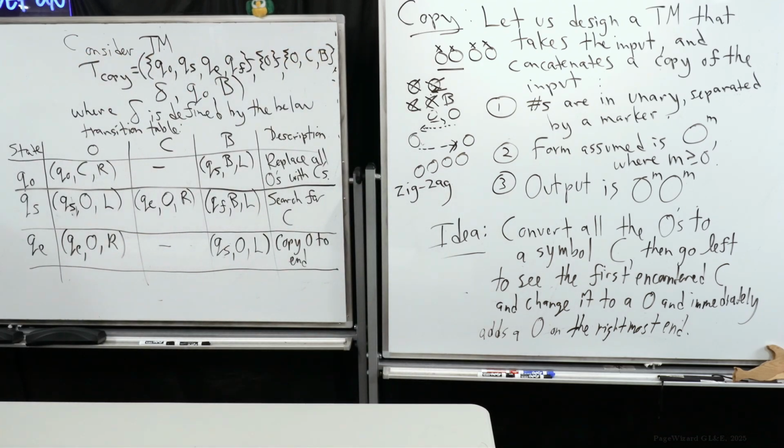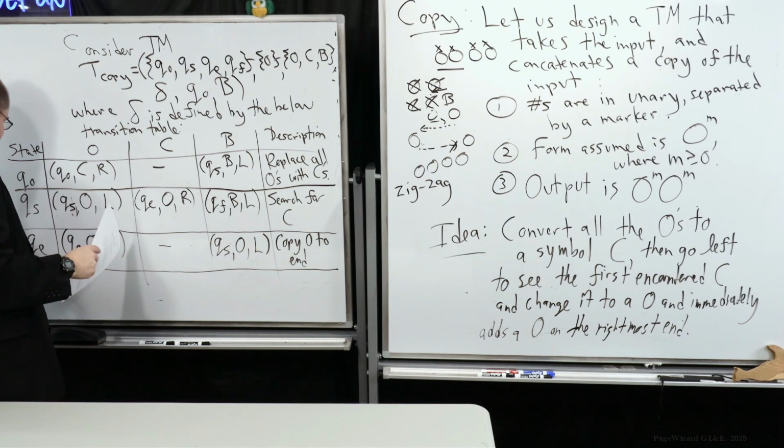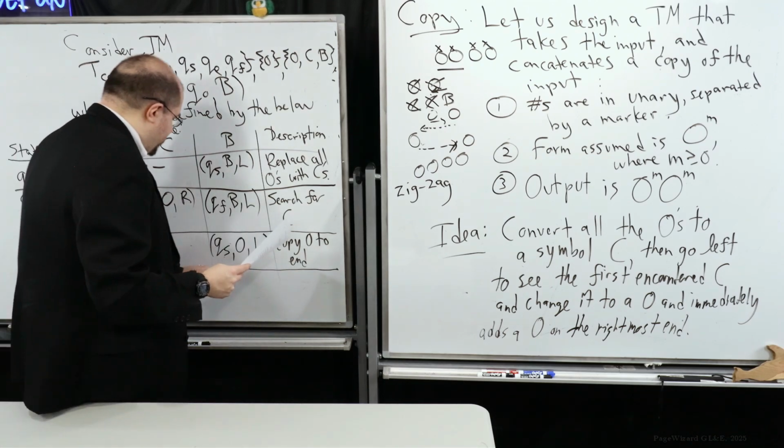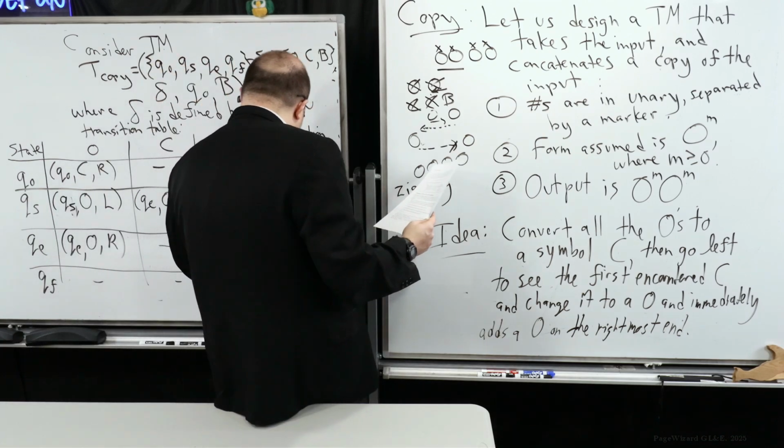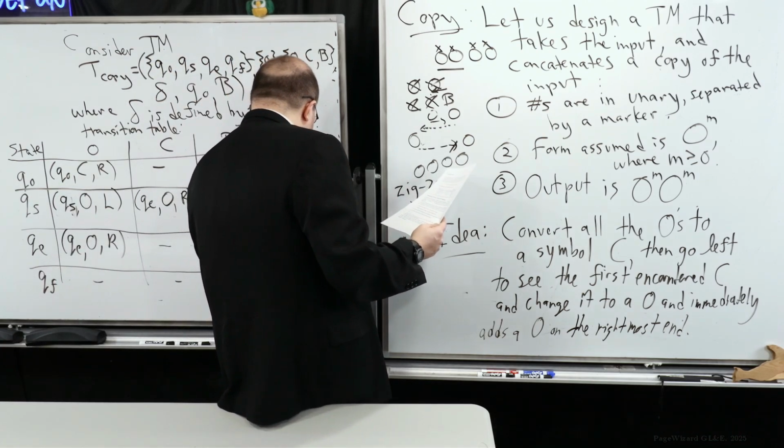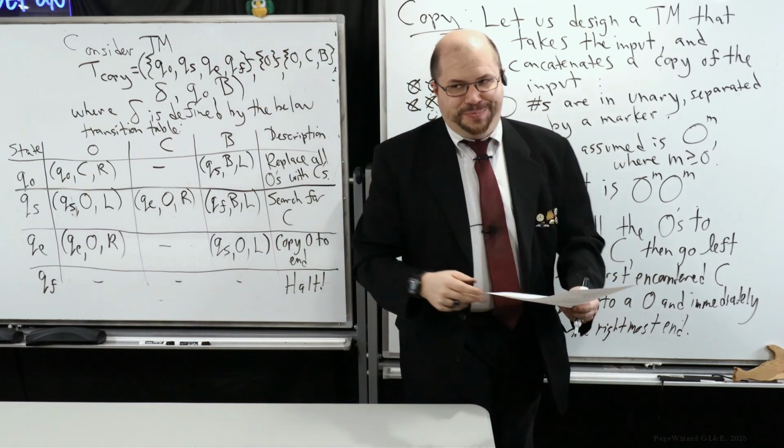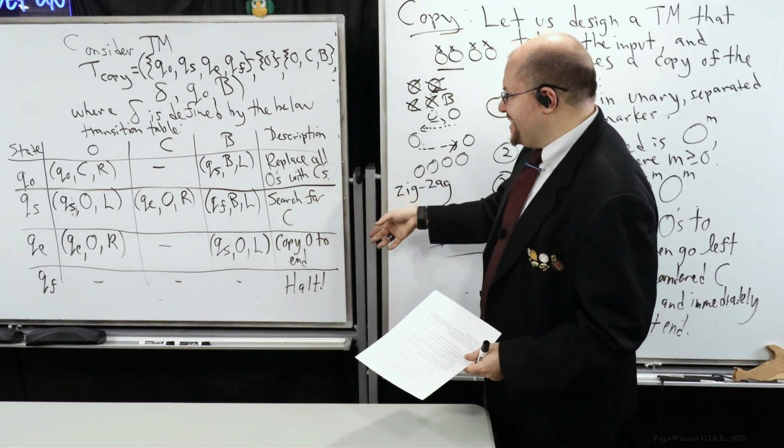And naturally, what's the last row going to look like? It's not very interesting. QF is just going to have, we're not going to define these, and we're just going to halt. Boom. So there we go.